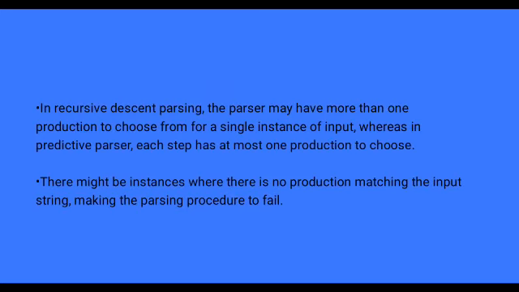In a recursive descent parser, the parser may have more than one production rule to choose from for a single instance of input. A predictive parser has to choose at most one production. There might be instances where there is no production match, but the string makes the parsing procedure fail.